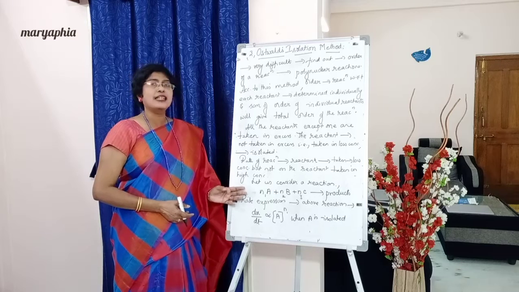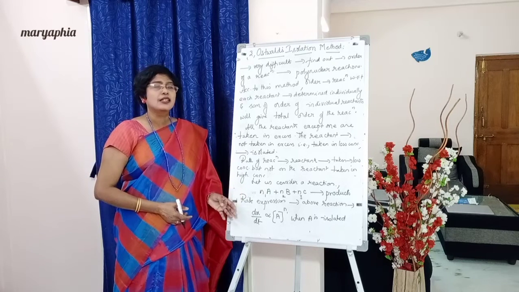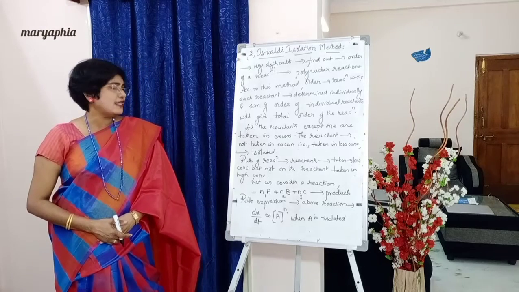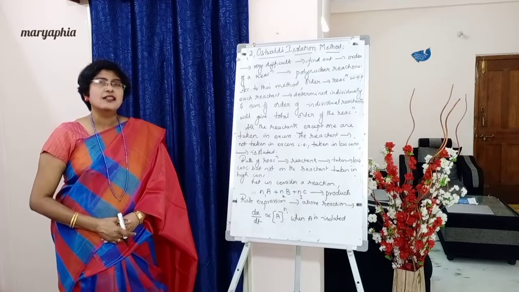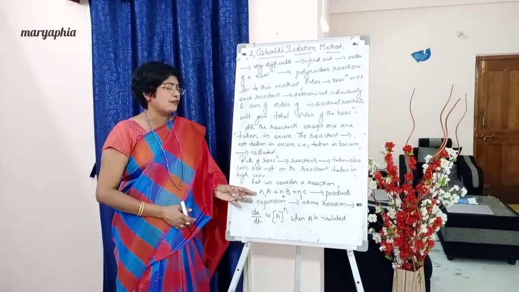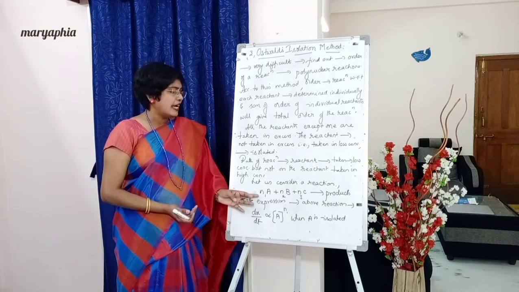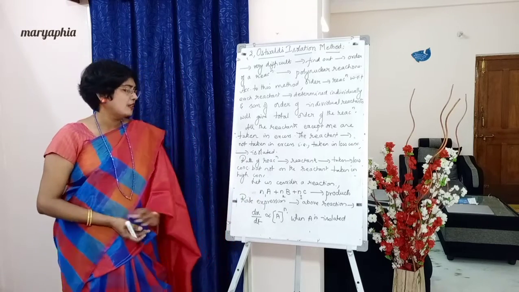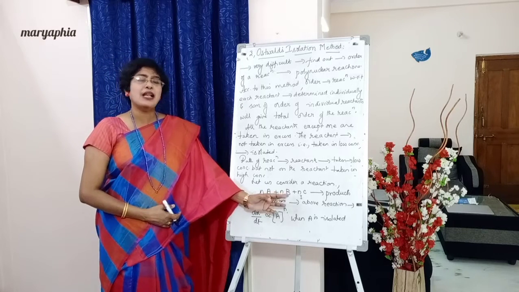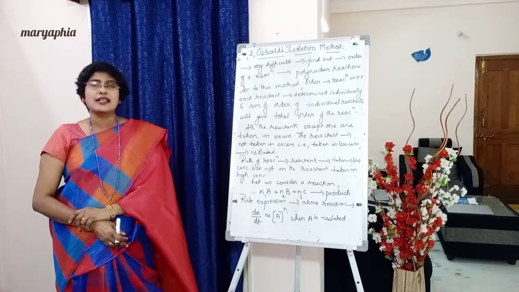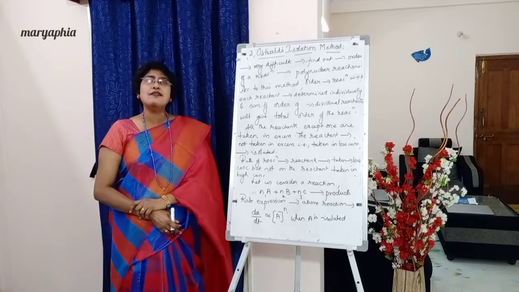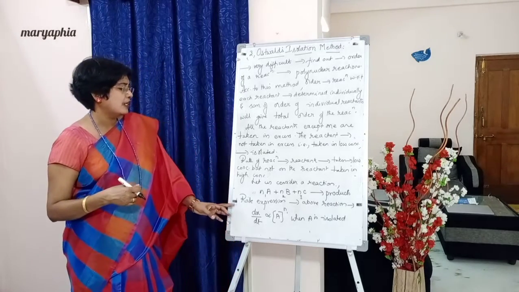Below write down. Now let us take an example, students. Let us consider a reaction. Here there are 3 reactants A, B and C. Number of moles of A, B and C are n1, n2 and n3. Write down this reaction: n1A plus n2B plus n3C gives products. So A, B, C are the reactants, and n1, n2, n3 are the number of moles of A, B, C.